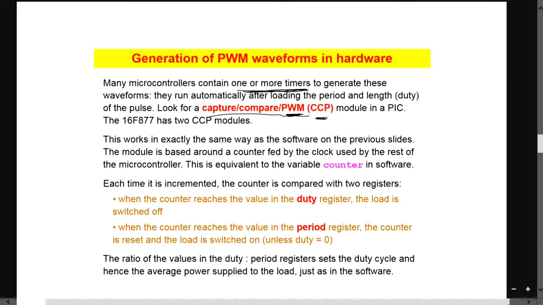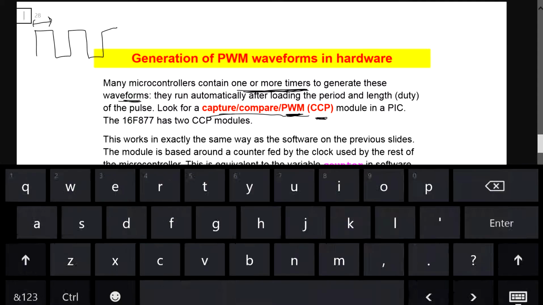So it's CCP. Alright. So this is a method to help you generate the waveforms, the waveforms over here. So they use this timer to time at which delay, at which time is this duty on.